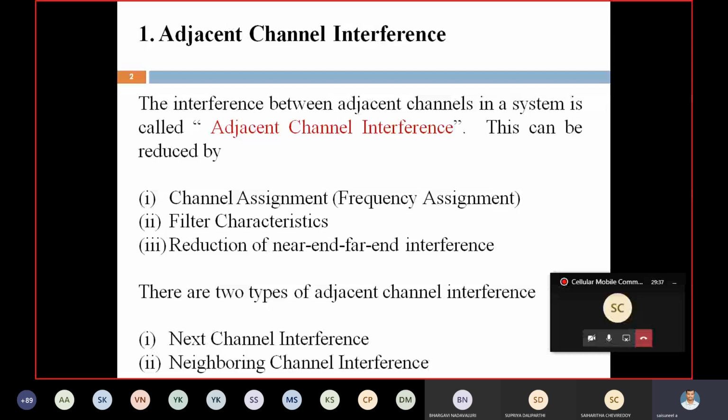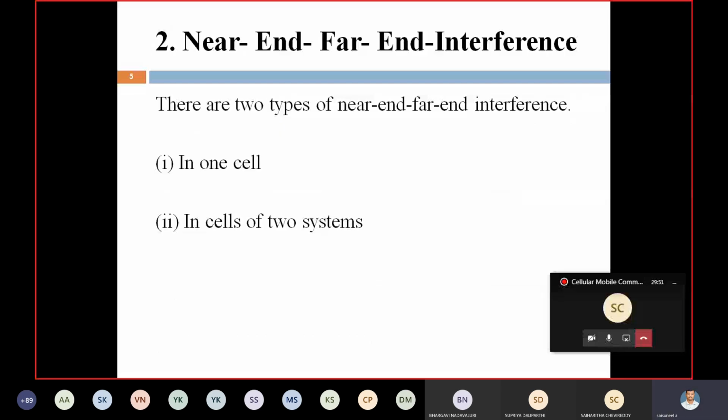This is the first type of non-co-channel interference. Next, we have to move to the second. The second type of non-co-channel interference is near and far end interference. We'll discuss what is meant by near end and what is meant by far end. This depends on signal strength. There are two types of near and far end interference.